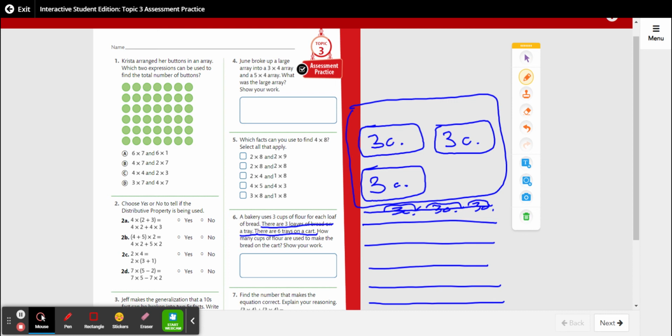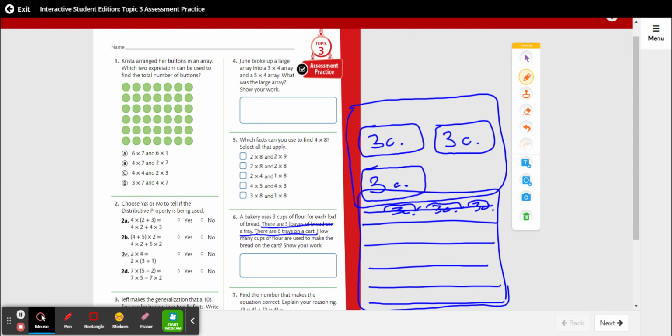But I don't really want to draw anymore. I think I can start using multiplication, but at least I've visualized the problem. So I've got 3 cups of flour for each loaf of bread, 3 loaves of bread on a tray, and 6 trays on a cart. How many cups of flour are used to make the bread on the cart? So I have to find out all the flour that's needed for all of the bread that's going to show up on my 6 trays.